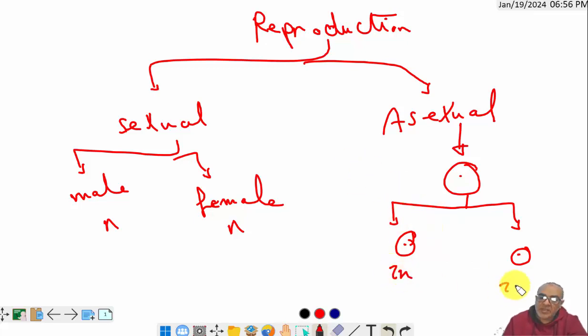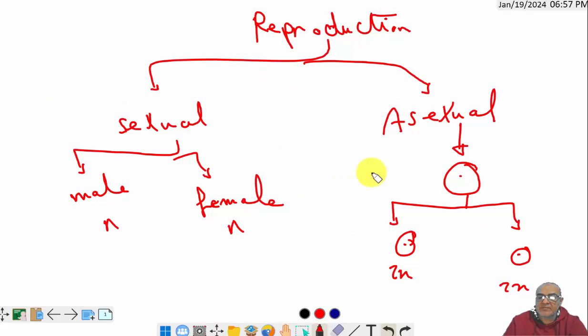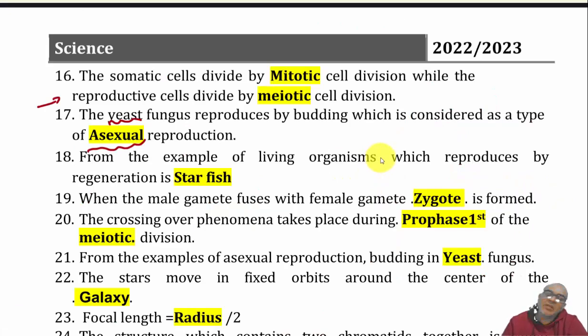equal in hereditary substance. Now back to the question here. In yeast fungus, it is asexual reproduction because it gives, as we said, two identical cells equal in hereditary substance.